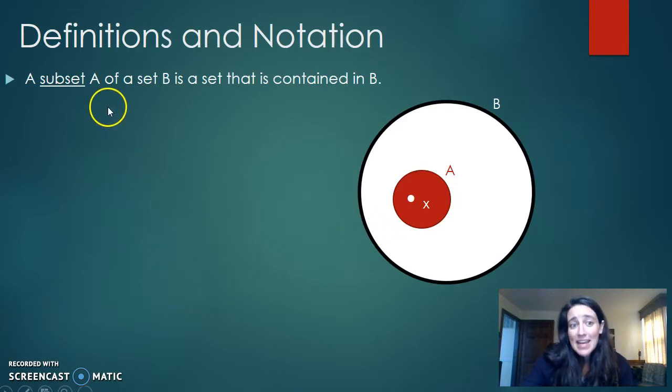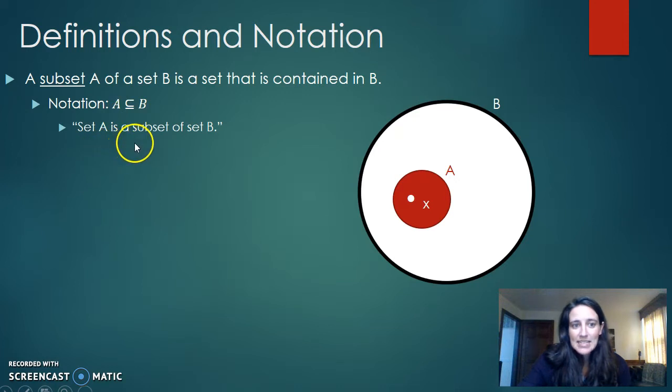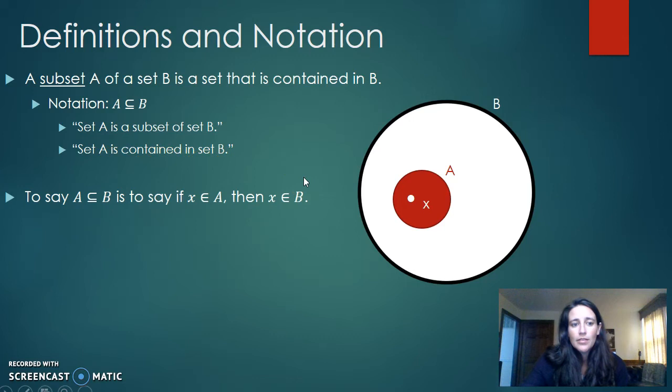A subset A of a set B is a set that is contained in B. So when you see this notation, you can read it one of two ways. You could say set A is a subset of set B, or you could say set A is contained in set B. So to say A is a subset of B is to say if x is an element of A, then x is an element of B.